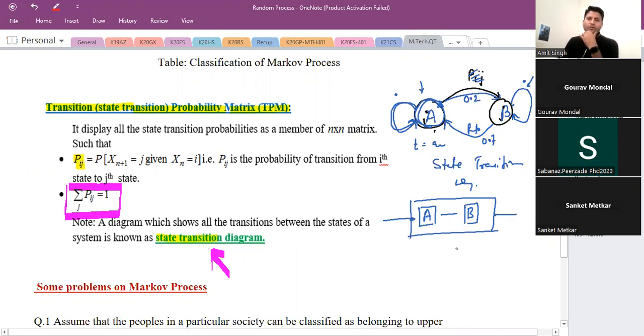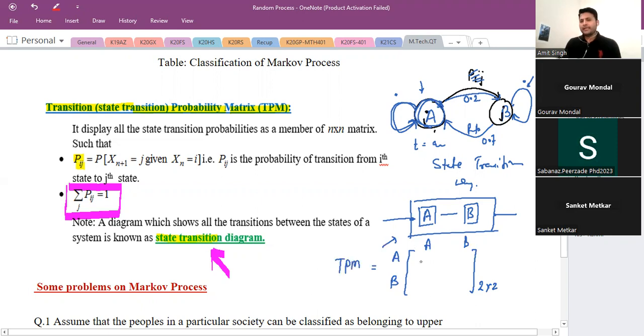Now, if I need to draw the state transition diagram with all those probabilities, this is the state transition diagram. If I need to draw the transition probability matrix, how will it look? That is another concern. Since we have two states, the matrix representation will be a 2 by 2 matrix. It looks like this: on this side A, on this side B, on this side A, on this side B, and we will move like this.